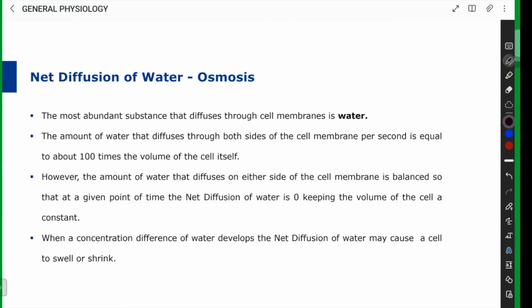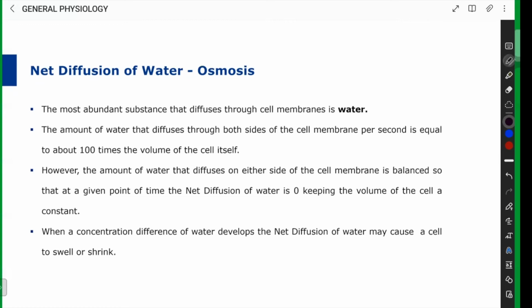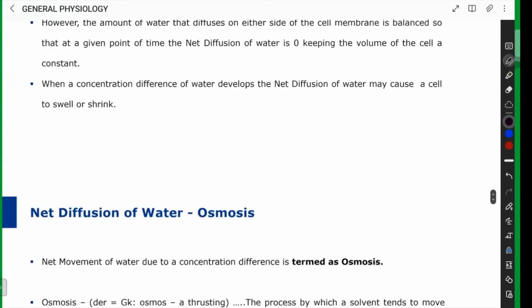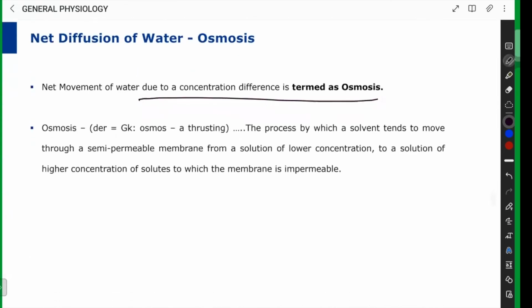Who is going to maintain that? That is the osmotic gradient. So the net movement of water due to the concentration difference is termed as osmosis. So osmosis is the example I told you.